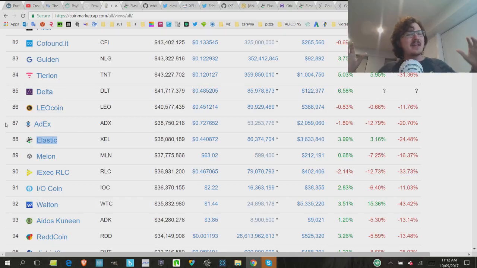Today we're going to be talking about Elastic, or XEL as the currency goes by. We're going to be talking about what Elastic does, what its competition looks like, and what's been happening with Elastic recently, if anything. And of course, just a quick idea of what Elastic is. Elastic is basically the other decentralized supercomputer. Of course, we all know its much more famous cousin, Golem, but we are going to be having a look at Elastic today and thinking, is it the better project or not, and what is going on with Elastic these days.